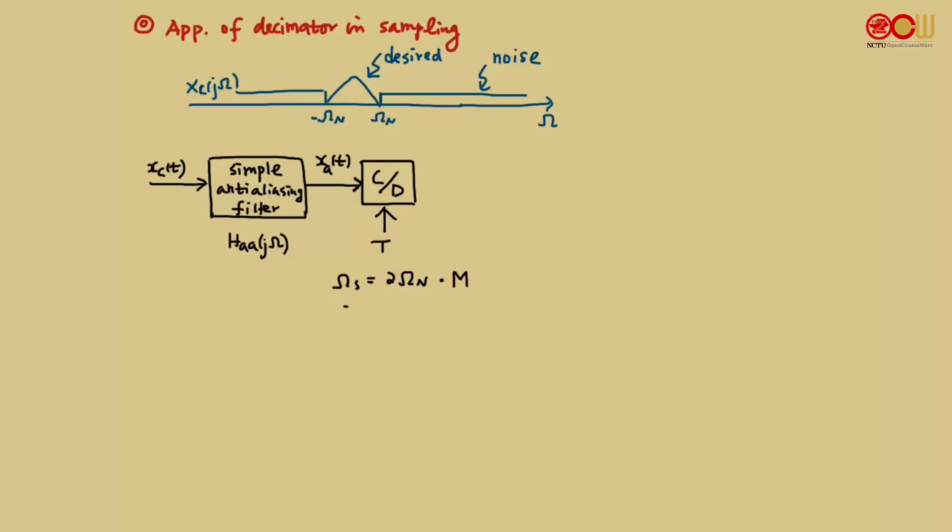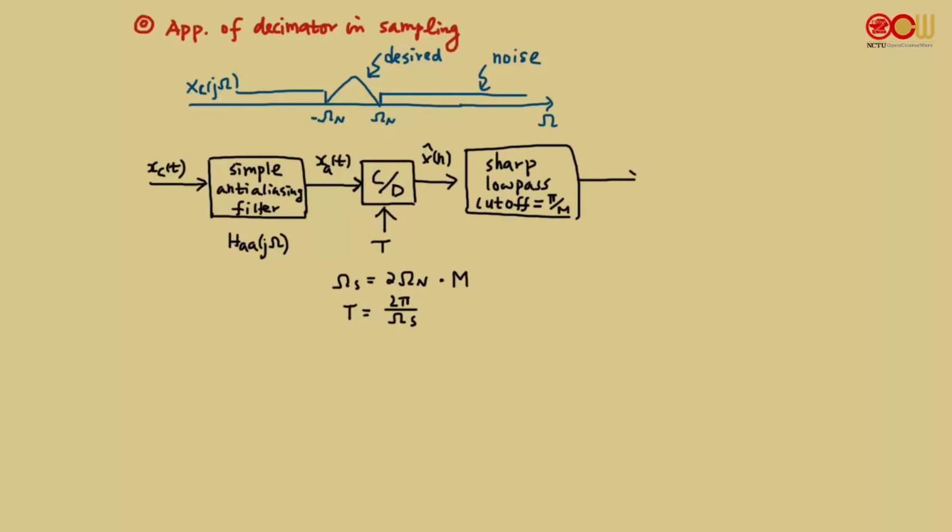And T will simply be 2 pi over omega s. Now in discrete time, we have x hat[n], the output of the C to D. Then we pass it through a sharp low pass filter with a cutoff of pi over M. And then we downsample.